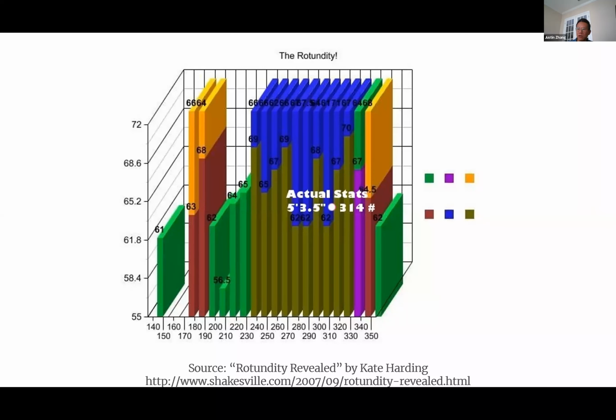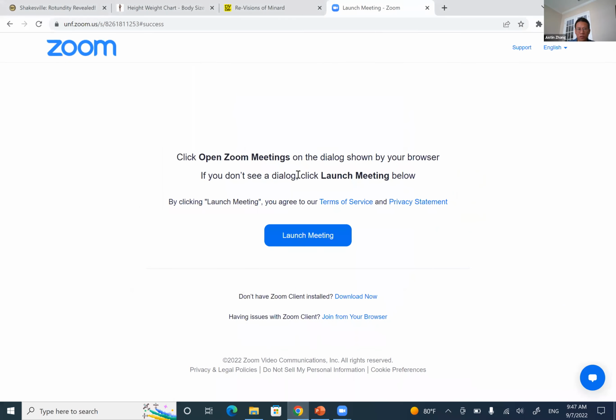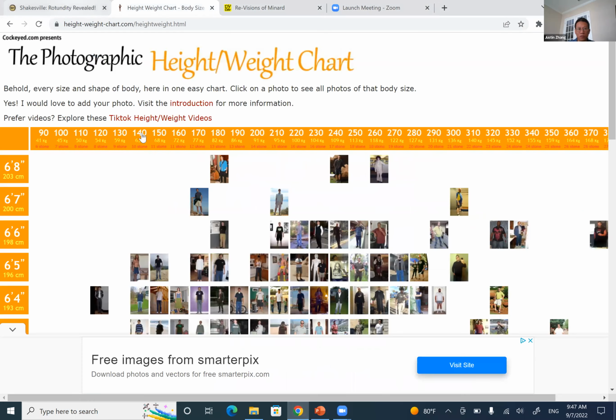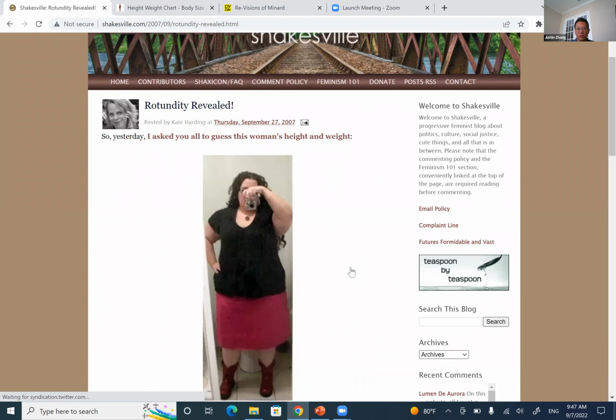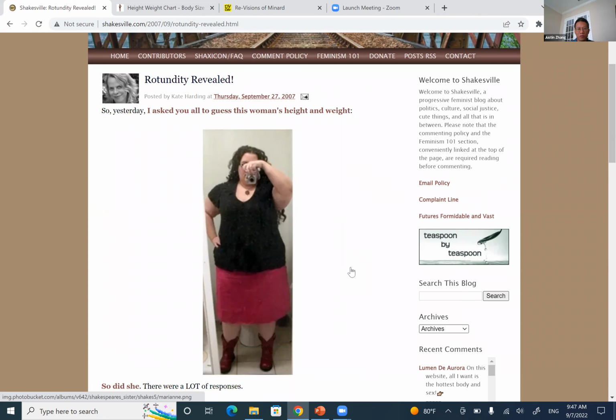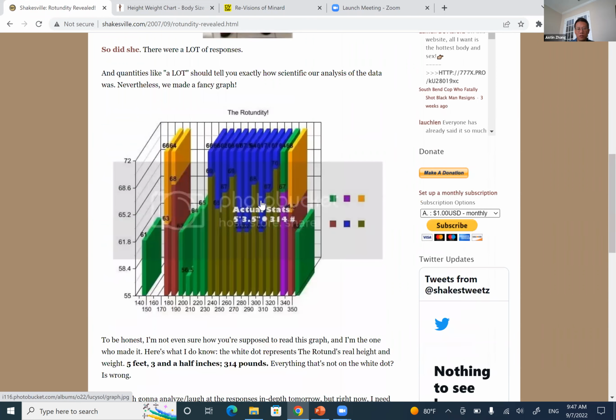Even though you can see a color legend placed on the right-hand side, it's still very difficult to understand what the author wanted to convey to the audience. So here is the blog website. Here is actually the blog website; it still exists. It was created 15 years ago, actually in 2007. So this is an image posted on the blog website. And then the author asked people to guess this woman's height and weight. And then he created this chart.